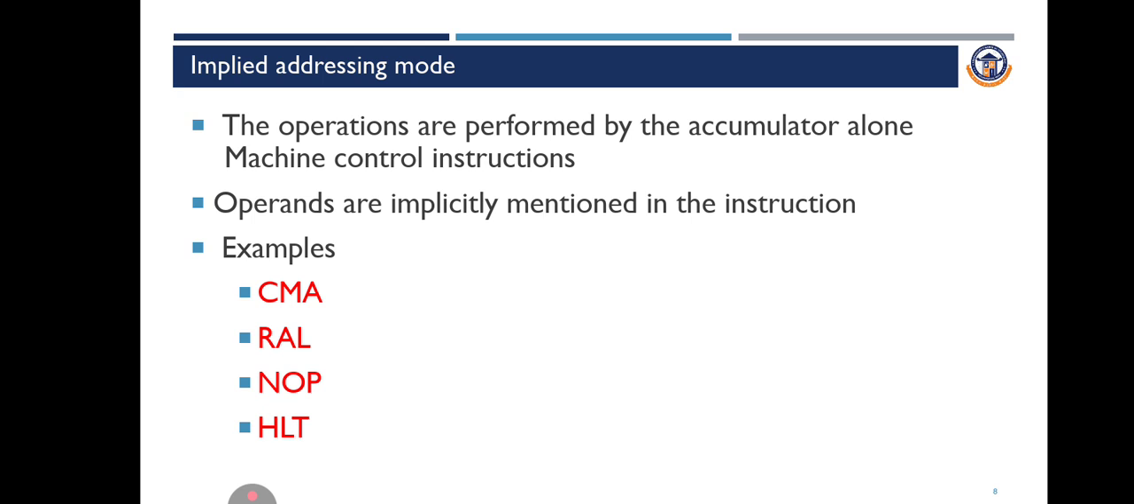In the implied addressing mode, the operations are performed on the accumulator alone. These are the machine control instructions. The operands are implicitly mentioned in the instruction. If you take the examples of compare accumulator and rotate left, everything is by default operated on the accumulator. And NOP means no operation, and HLT will stop the instruction flow, that is, the program flow.